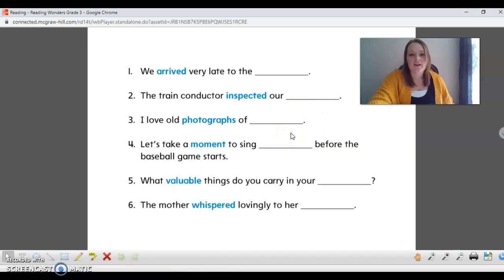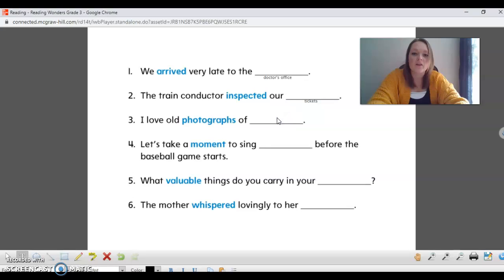Okay, we arrived very late to, remember, arrived means to show up somewhere. Where could we arrive very late to? Let's say the doctor's office. The train conductor inspected our, what do train conductors normally collect? Tickets. What does it mean to inspect? It means to look very closely at.